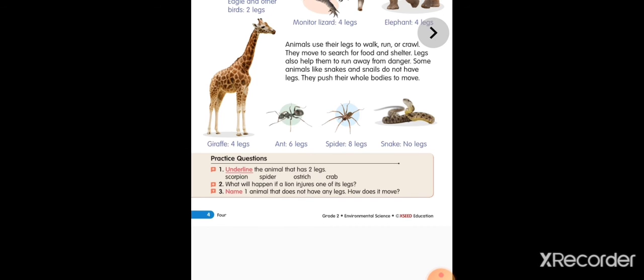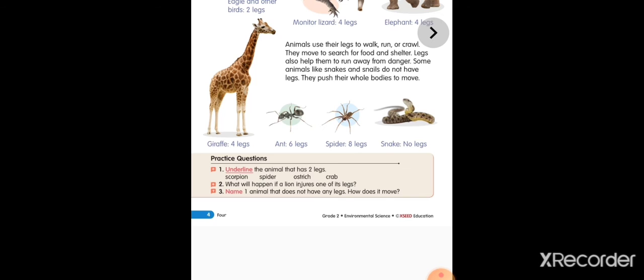6 legs. Not only ant, most of the insects have 6 legs. They have 6 legs, and the 6 legs they use to move. Yes, see the ant. Even you can add bees, butterfly. All these insects have 6 legs. So now the third one in your notebook is ant, bees, butterflies have 6 legs.